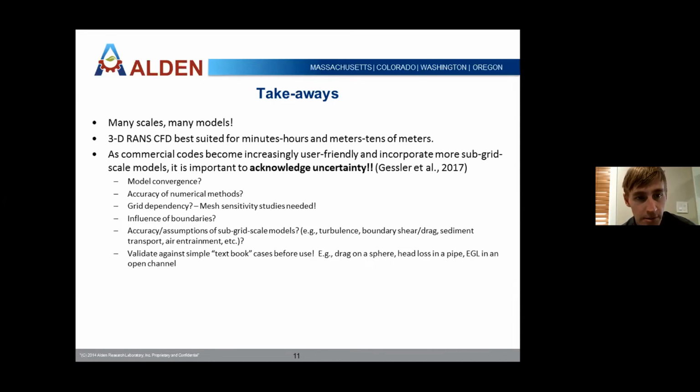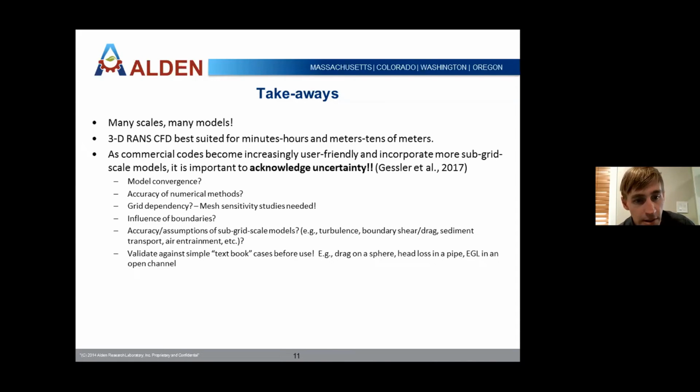So important questions I would suggest asking of yourself: Is my model converged? Have I run it long enough? What is the accuracy of the numerical methods I'm using? How dependent is my solution on the grid size? Have I resolved my model enough? What is the influence of my boundaries? Are my boundaries too close to my area of interest, so that I'm getting some artificial influence there? What are the assumptions that my subgrid scale models are built on, especially around shear and drag?